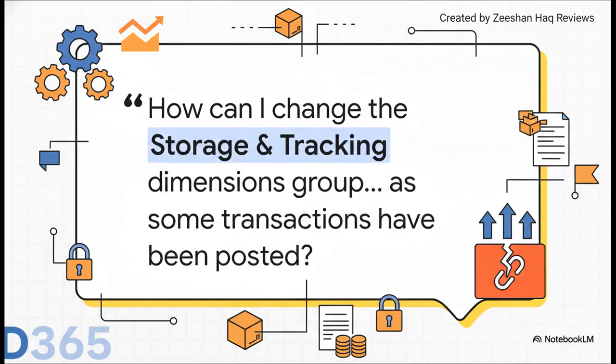This question right here, from a real user on a community forum, is the perfect starting point. Her name's Dolly, and she has hit a wall, a really common wall. She made what probably felt like a tiny setup choice with her inventory dimensions. The problem is, transactions have already been posted, and now she's finding out that the simple fix she needs is anything but simple. This is a classic, and I mean classic, costly roadblock.